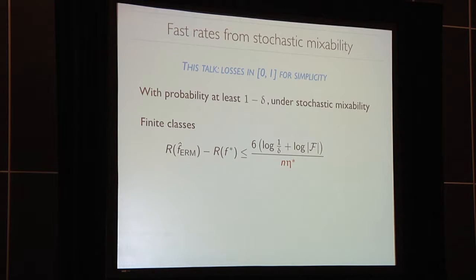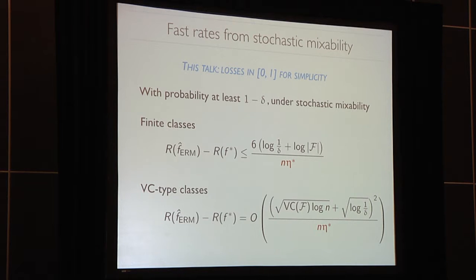So in this talk, for our work, the main results are the following. There are two cases that we consider. For finite classes, we get the fast rate where the regret decays at the rate of 1 over n. And the larger the stochastic mixability coefficient eta star is, the smaller the regret. But that's a constant, so that doesn't matter too much. It only depends on L, F, and the unknown probability measure P.